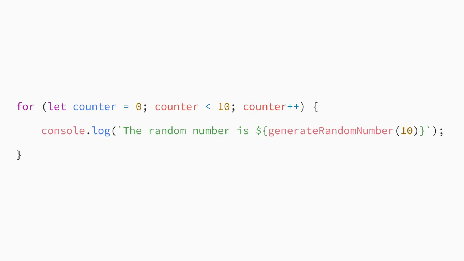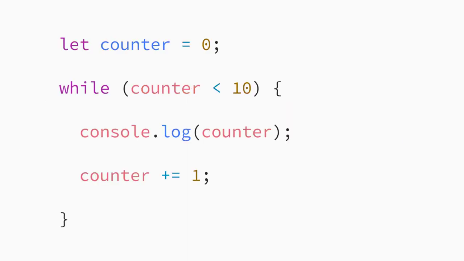The for loop is a more compact variation of the while loop with similar parts. And it's really useful when you know exactly how many times you want to repeat an action. So let's start by comparing a while loop to a for loop.